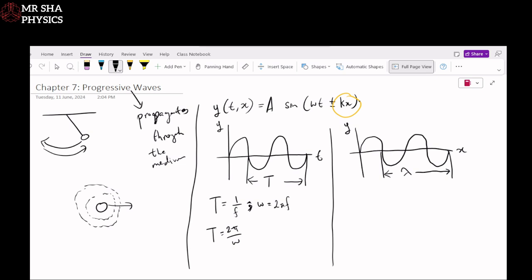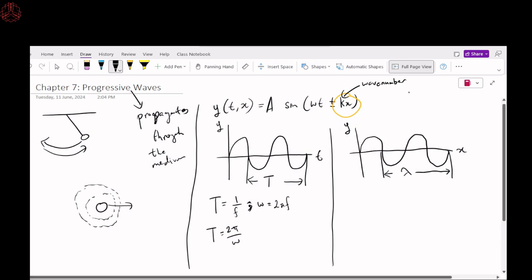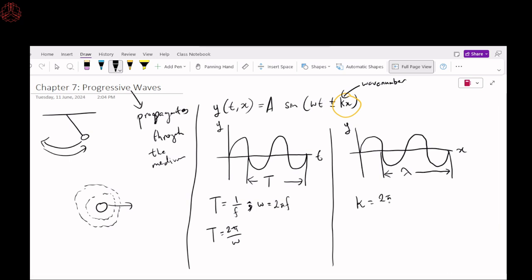Okay, and then that wavelength will be related to your wave number. So k here is actually your wave number. It is simply 2 pi over lambda. Okay, so what this means is that it has the units of per meter. So basically it means how many wavelengths do you have per meter. Okay, that's what it means.